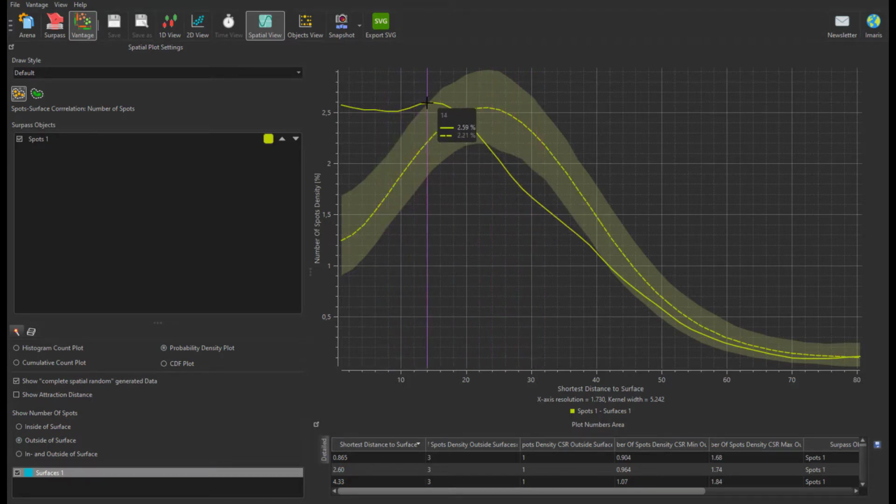Imaris also proposes a calculated parameter called attraction distance, which is positioned where the observed curve crosses the randomized curve. Based on this distance, you can conclude that the observed spots are accumulated within the attraction distance from the surface.